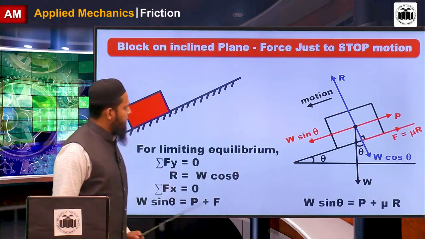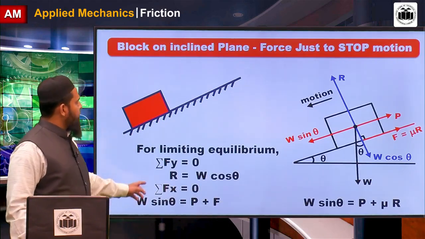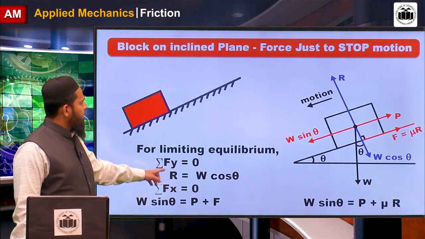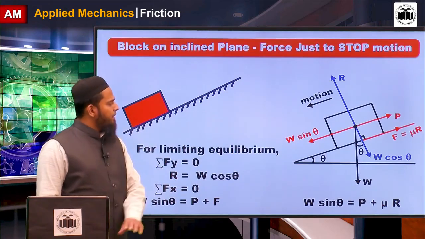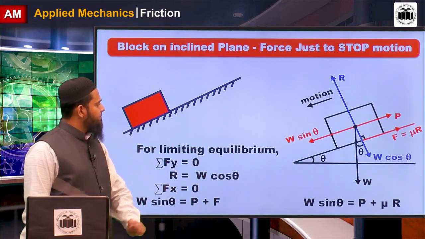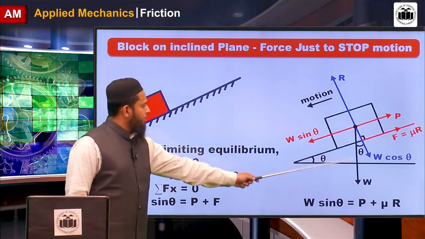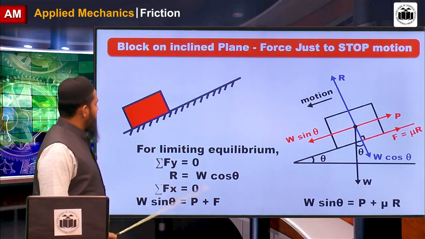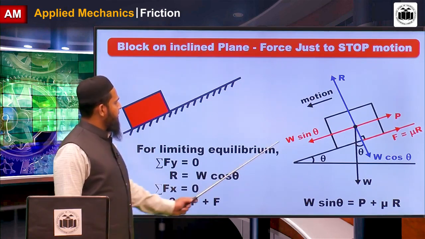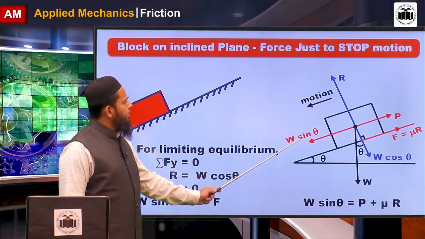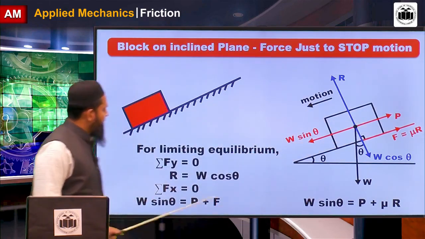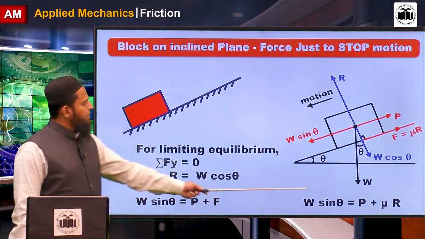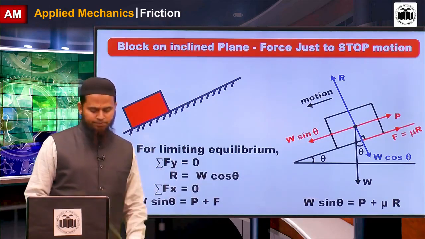Now use the conditions of equilibrium. Now for limiting equilibrium, Fy is equal to 0 means what? R is balanced by W cos theta, and Fx is equal to 0 means what? W sin theta is balanced by two forces, P and F, where F is equal to mu R.